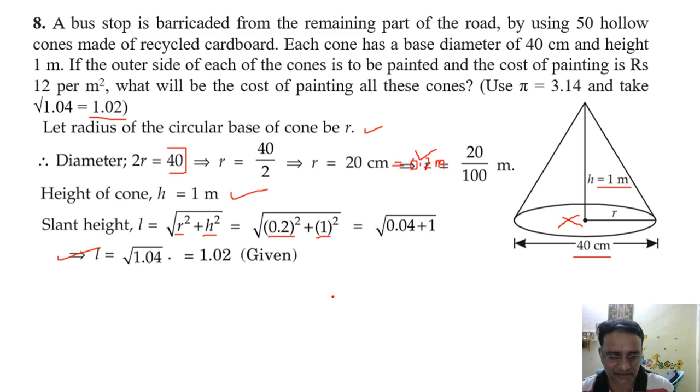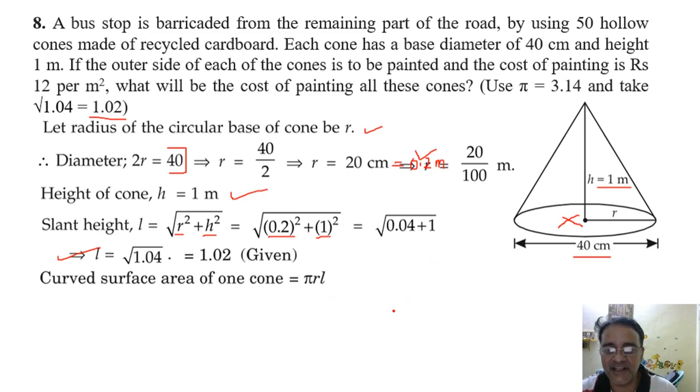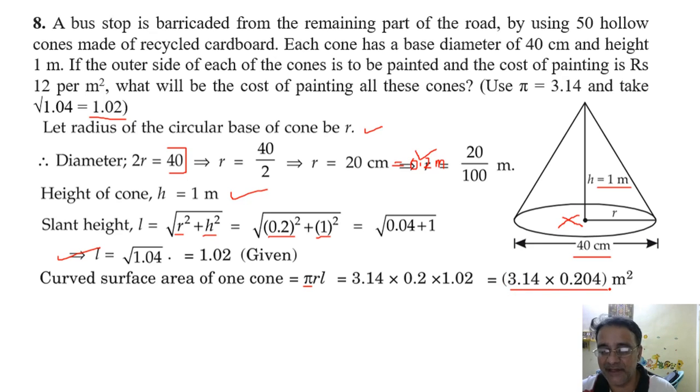Now we'll start with the final step. Curved surface area of one cone, that is pi r into L. Okay, the value of pi is already given 3.14. Radius is 0.2 and L is 1.02. This is meter square. Okay, so 3.14 into 0.204 meter square. Now cost of 1 meter square is given rupees 12.